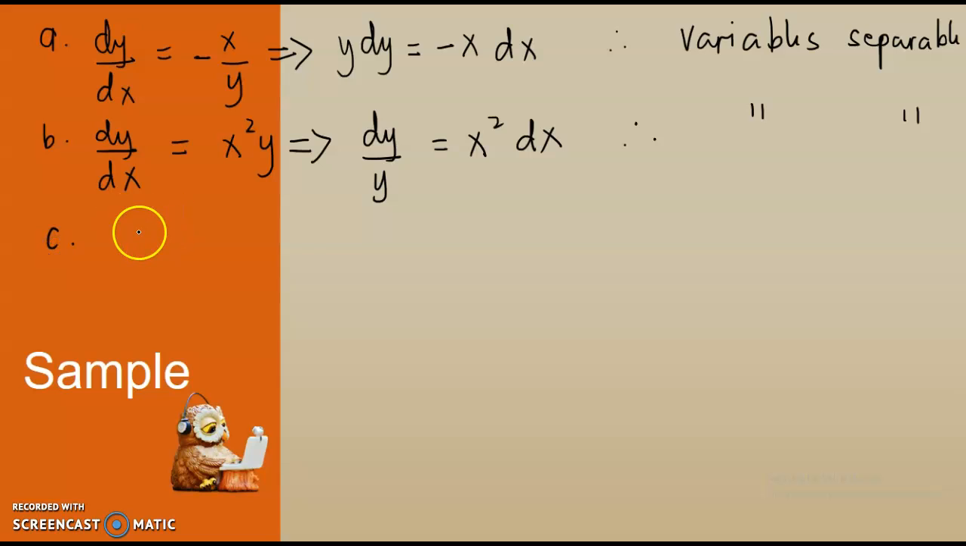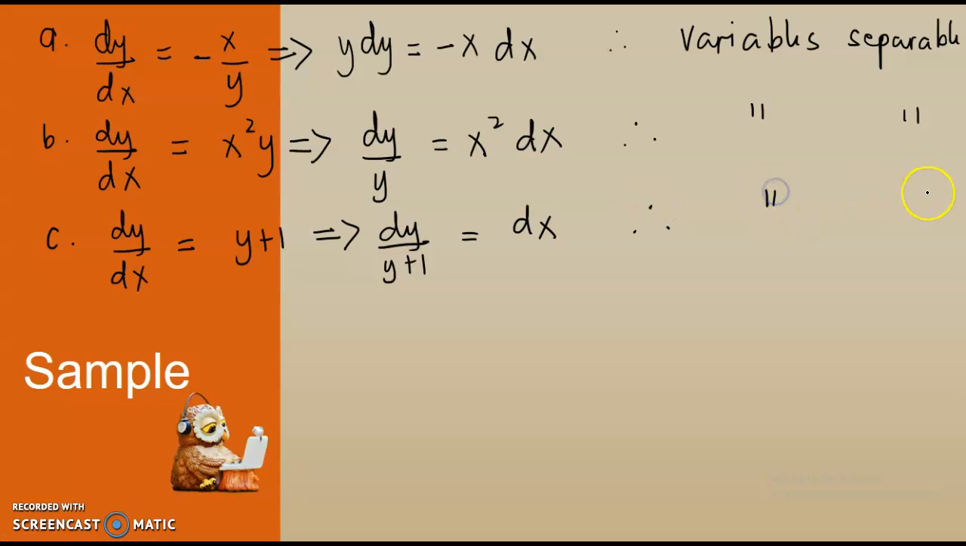Letter C, we have the derivative of y with respect to x, which is equal to y plus 1. Okay, let us see. Therefore, we have dy over y plus 1 equal to dx. Again, we're able to separate your y from x.